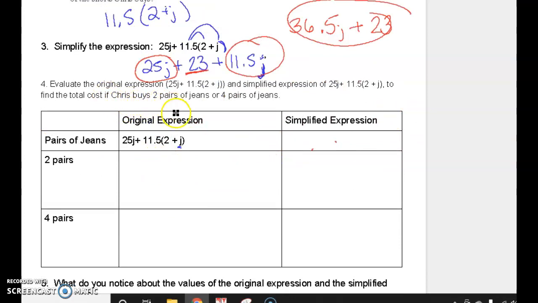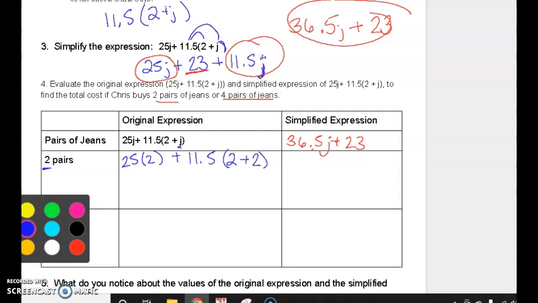It says evaluate the original expression and the simplified expression. Notice we have that up here. To find the total cost if Chris buys 2 pairs of jeans or 4 pairs of jeans. Let's start off by writing in our simplified expression, 36.5J + 23. Anywhere we see a J, for this column, we're going to put in a 2. So 25 times 2, plus 11.5, and then in parentheses 2 plus, instead of a J, I'm going to put a 2.